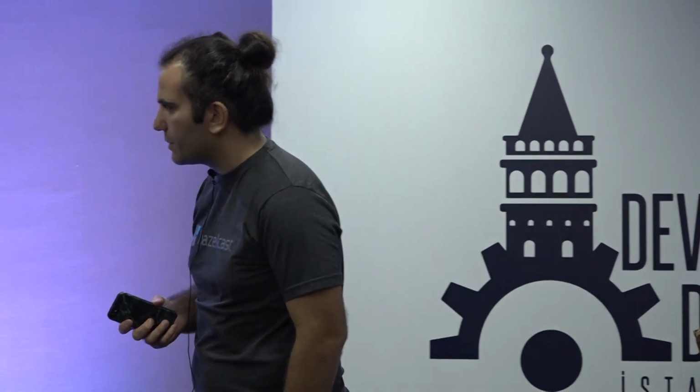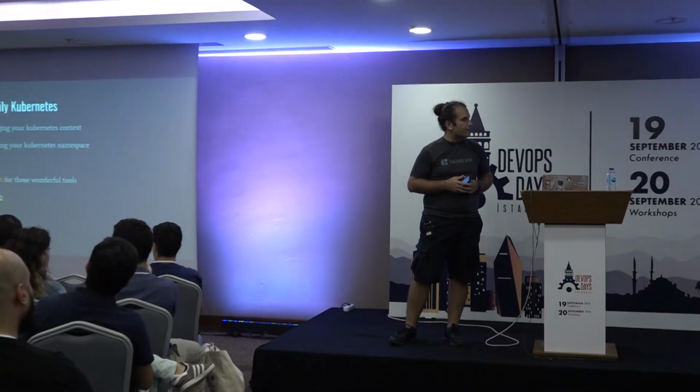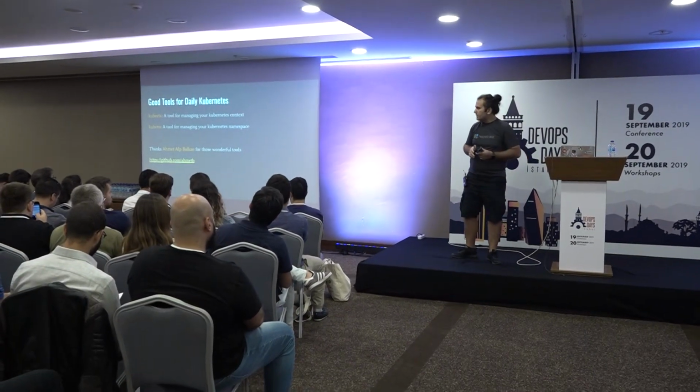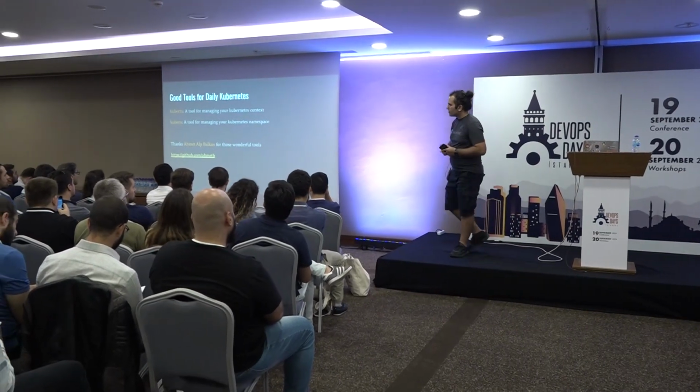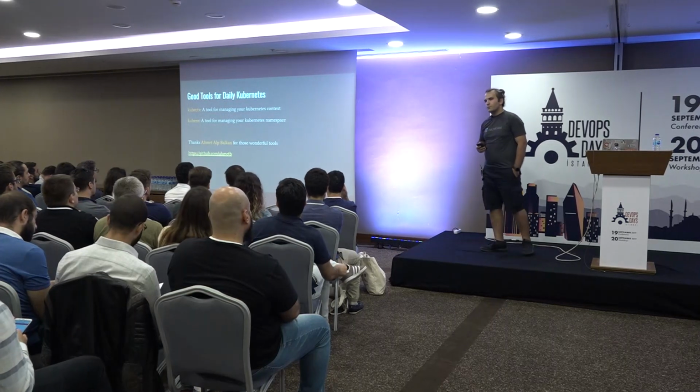So if you are working with the Kubernetes environment very frequently, I just wanted to propose a couple of tools. One of them is kubectx. In order to switch your Kubernetes context, let's say that you have three or multiple Kubernetes environments, you can do this by using kubectl, but there is a long command. Instead of doing that, you can just use kubectx to switch your context. Another tool is kubens to switch your namespace.